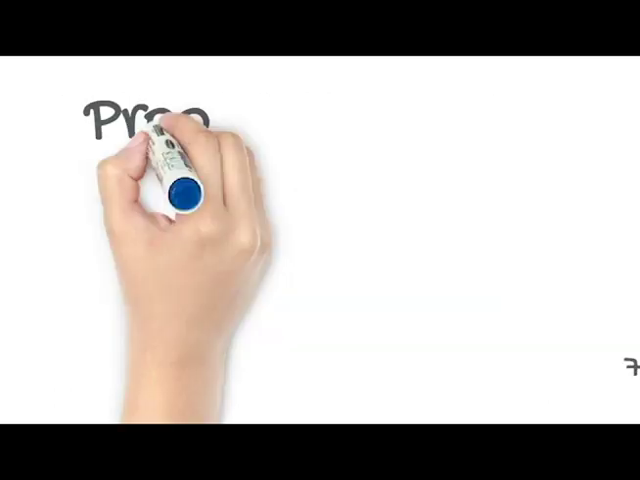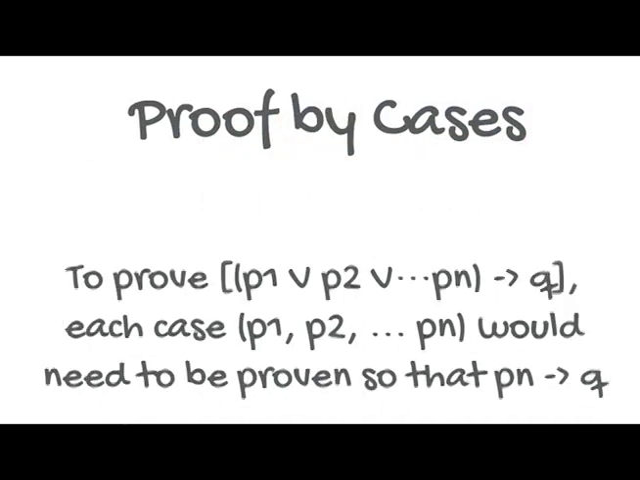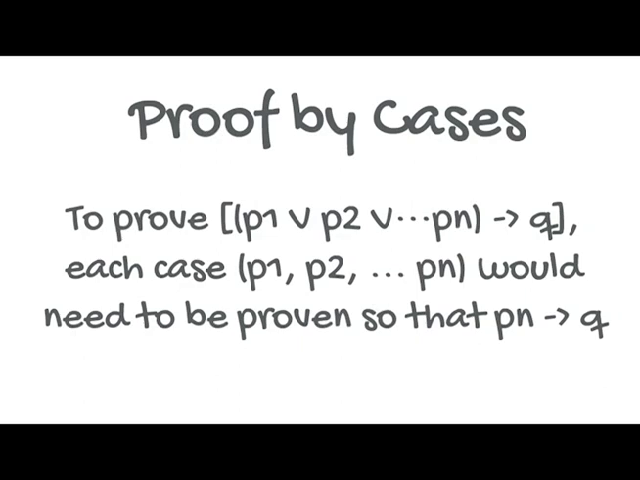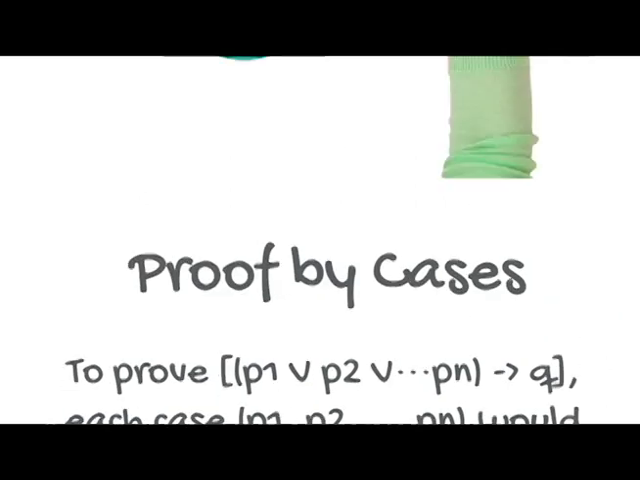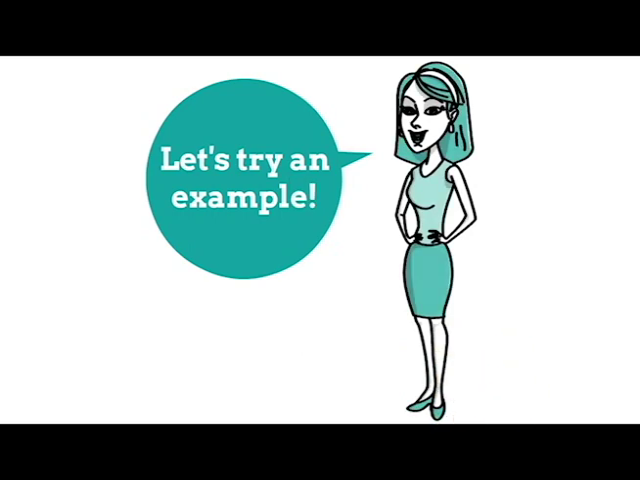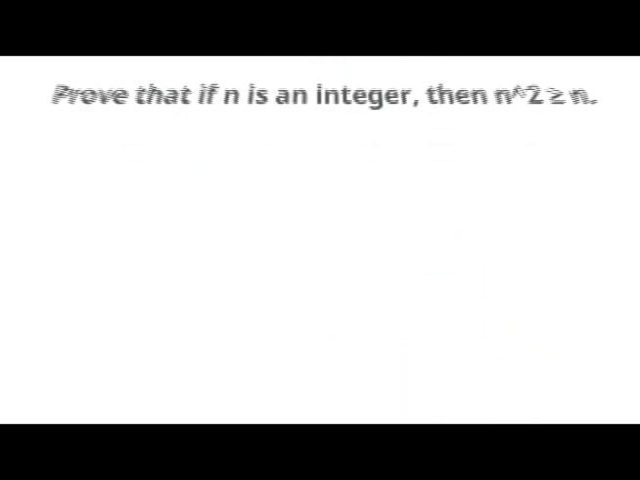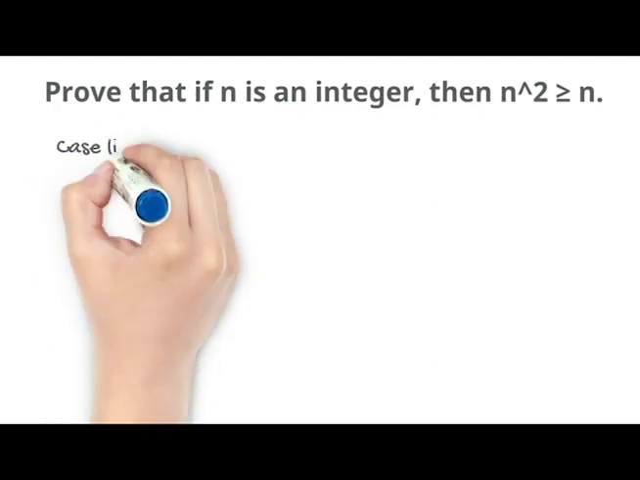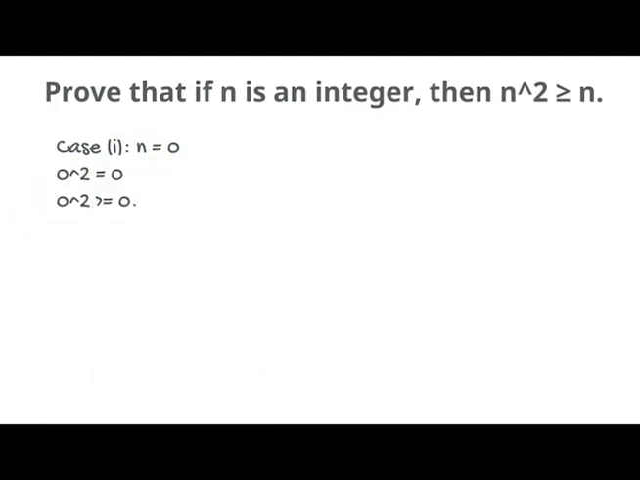Proof by cases is a method to prove statements where all cases need to be proven true for Q. So P1 or P2 and all the way to Pn would need to be proven so that P1 or P2 or ... or Pn implies Q. Prove that if n is an integer, then n squared is greater than or equal to n.